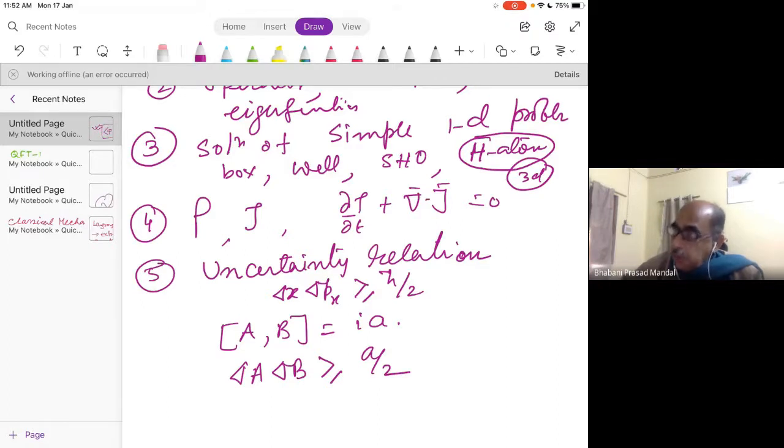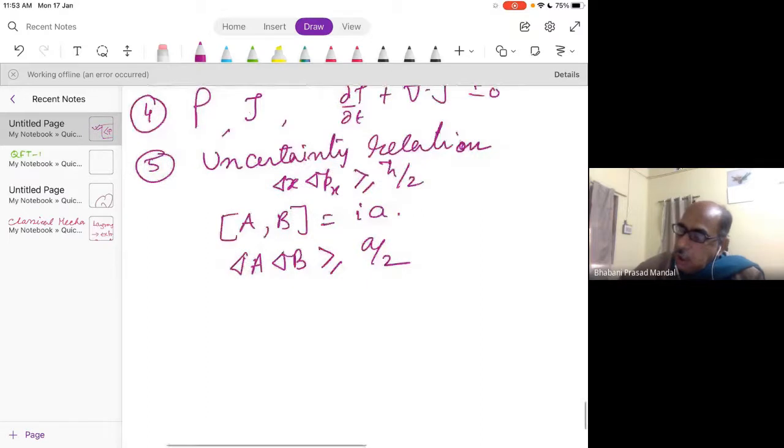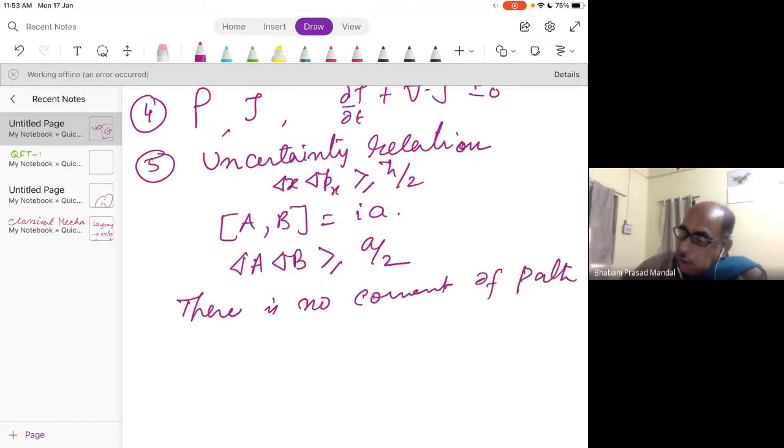they cannot have a common basis, complete common, all the basis vectors common. If they don't have, then you cannot measure them simultaneously. So if you want to measure A more precisely, you have to sacrifice the measurement of B. Or if you want to measure B more precisely, you have to sacrifice this. This is why there is no concept of path in quantum mechanics.